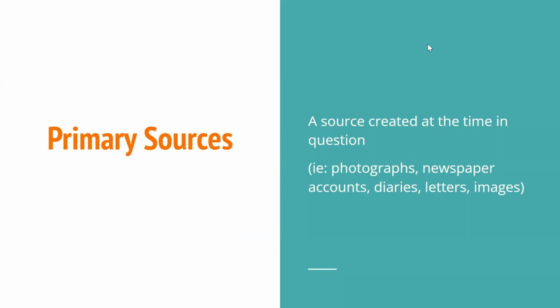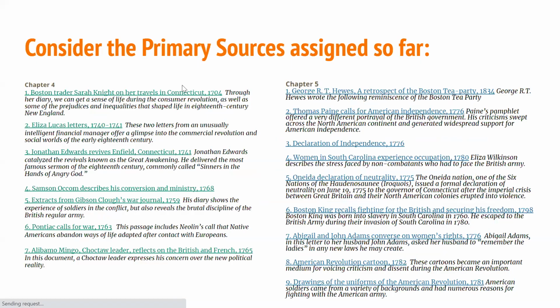Remember, a primary source is a source that was created at the time in question: photographs, newspaper accounts, diaries, letters, and images. Every primary source you need access to is at the bottom of one of those chapters in American Yawp. This is a list of these same primary sources. You can access them through my lecture here, or you can access them through the bottom of the chapter in American Yawp. So look at all of these things. These are just directly taken from American Yawp, the title and the link, as well as a brief description. Now you can just click on these and take a look.